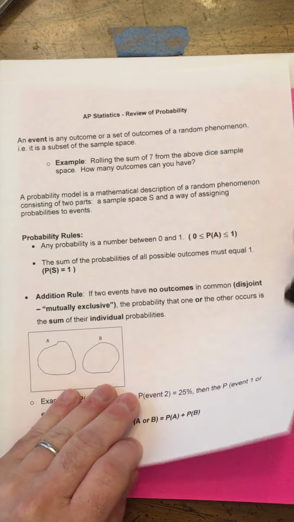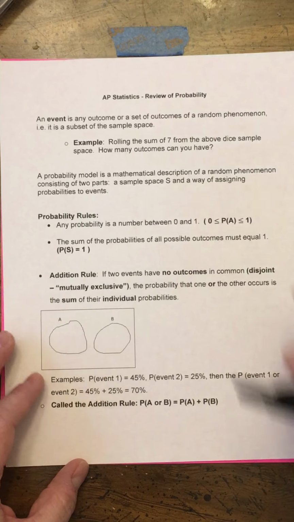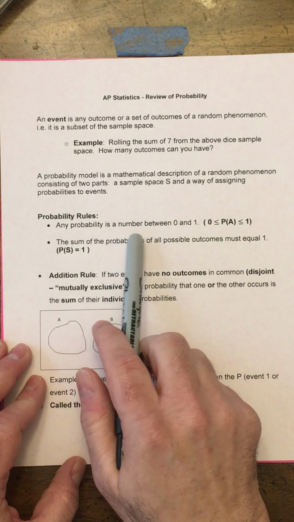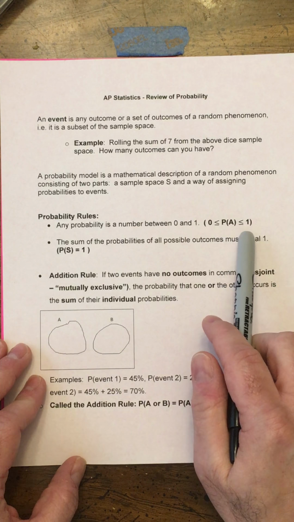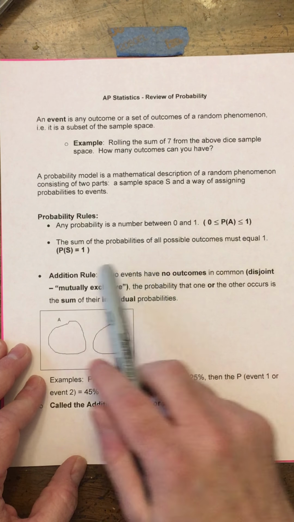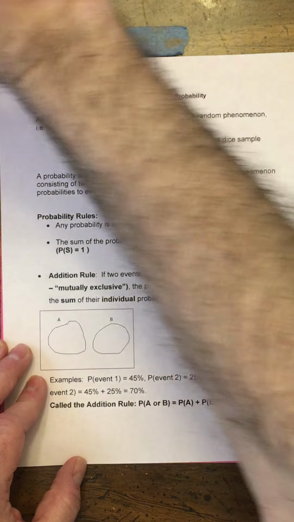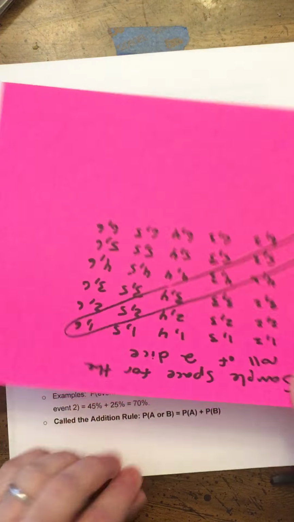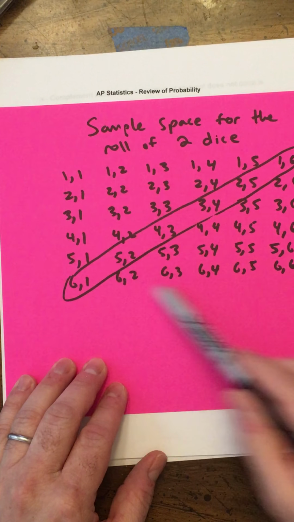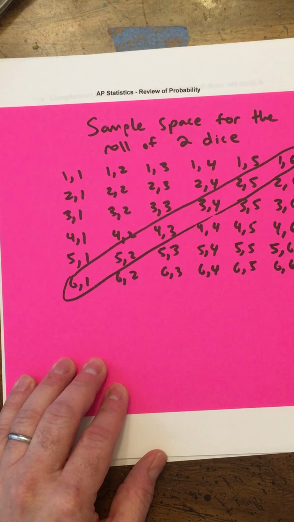A probability model is a mathematical description of a random phenomenon consisting of 2 parts: a sample space and a way of assigning probabilities to events. Here are things you should already know. Any probability must be a number between 0 and 1. It can't be less than 0, it can't be greater than 1. 0 means it has no chance of happening. 1 means it's certain to happen. The sum of all probabilities in a sample space must equal 1. Like in our case with rolling 2 dice, getting a 7 is 6 out of a possible 36. But if you add up the probability of getting any combination, it's going to be 36 out of 36, which is 1.